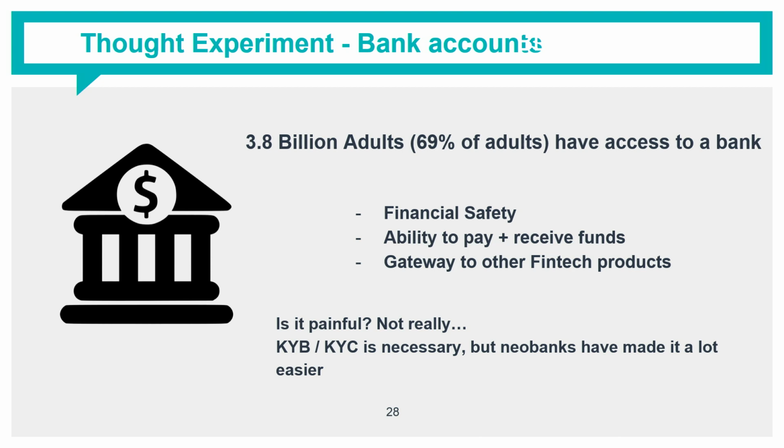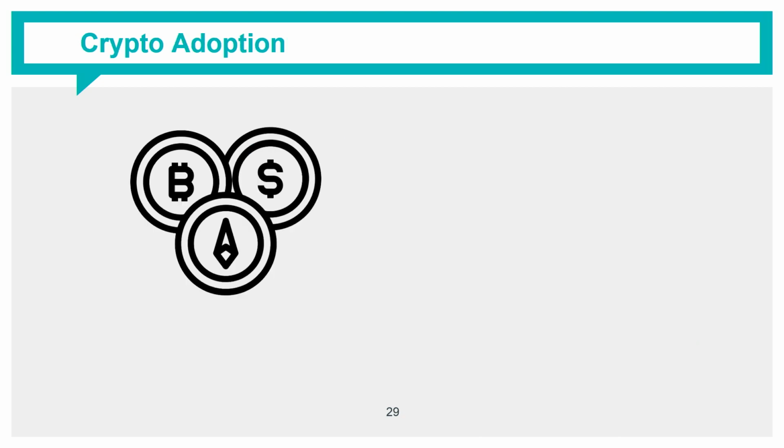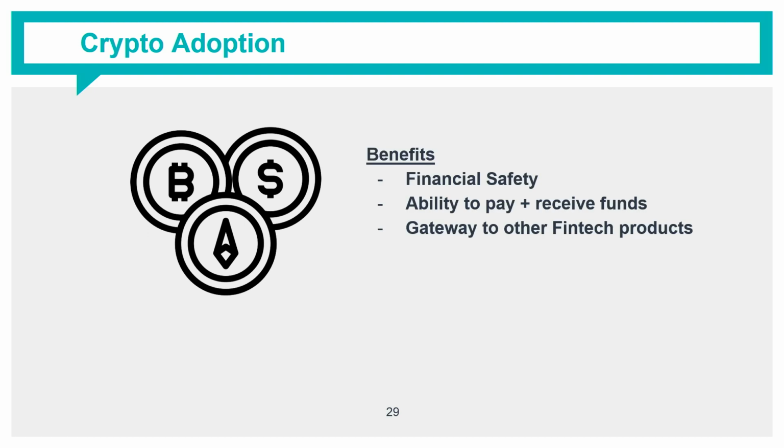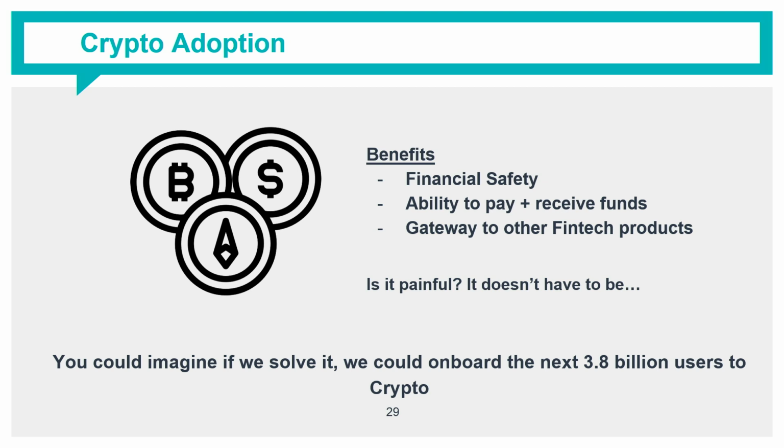So if we take this now and move it over to crypto adoption, and I'm like, hey, why should we adopt crypto? We can talk about the same benefits, right? Financial safety, ability to pay and receive funds, right? Gateway to other fintech Web3 products, right? So then why does it have to be so painful to get into Web3? It doesn't have to be. And if we can really fix the adoption of crypto, we can really onboard the next 3.8 billion users onto crypto.